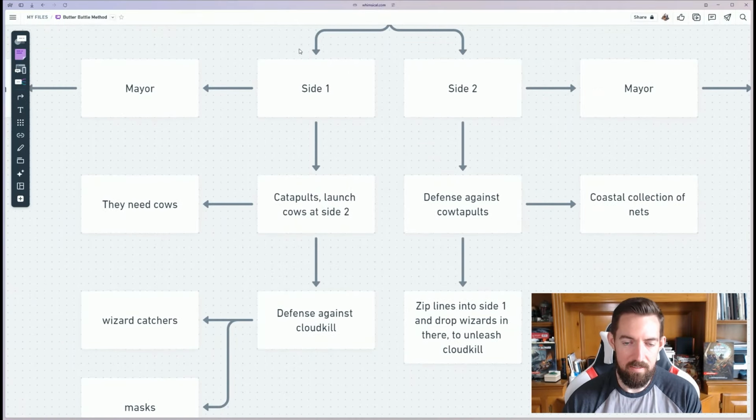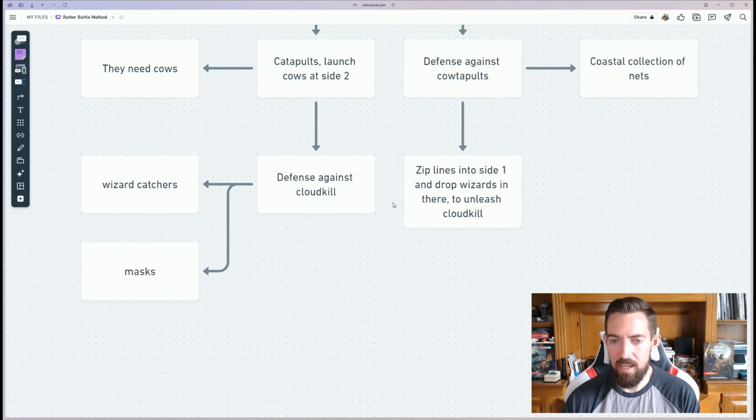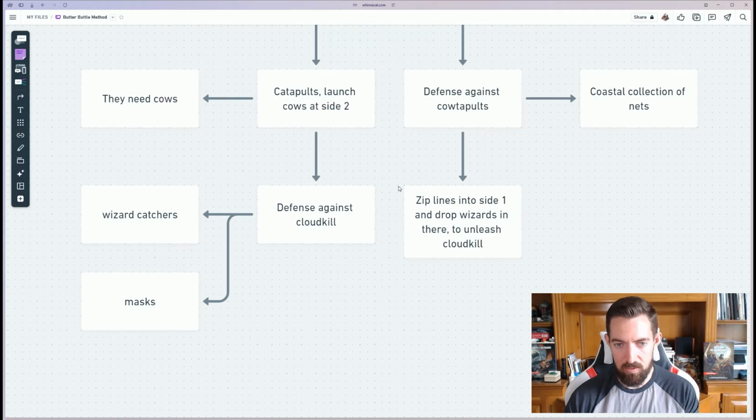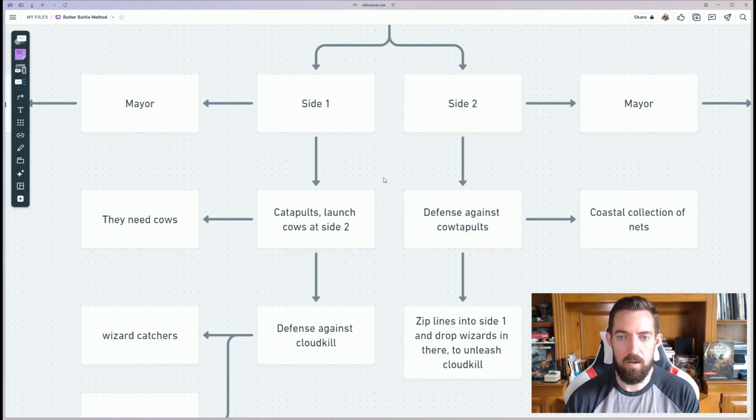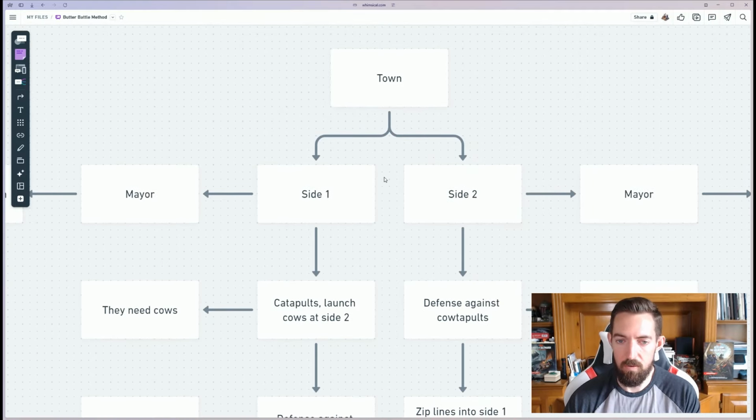So side one, they have something they do. There's a defense against it. Side two says, okay, we have something we're going to do. Side one wants to defend against it. You have to find some hook or some reason that the party would care about the two competing together, and how to get them to care about resolving it. So I think that is the biggest question within all of this: how do you get them to resolve it, and why? As a DM in this situation, you'll need to allow for the mayors to be persuaded and for different sides to have different affiliations.